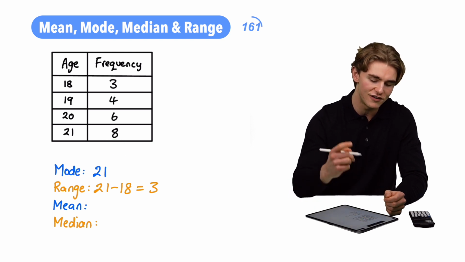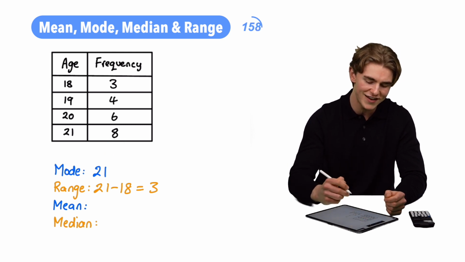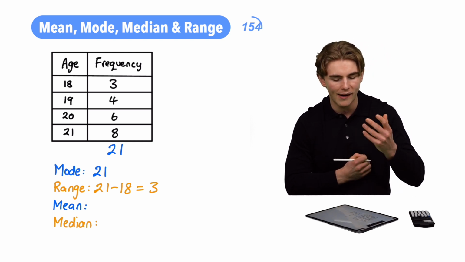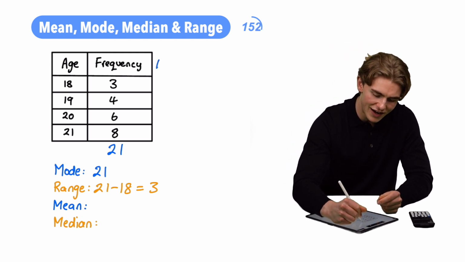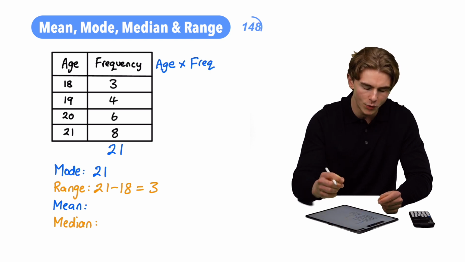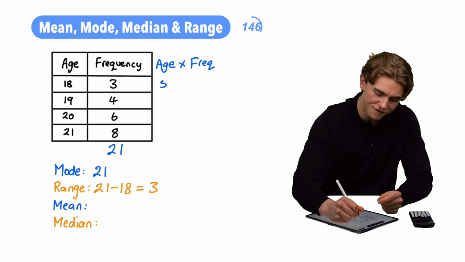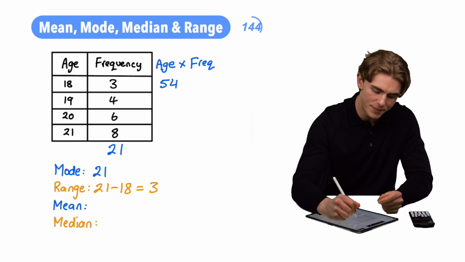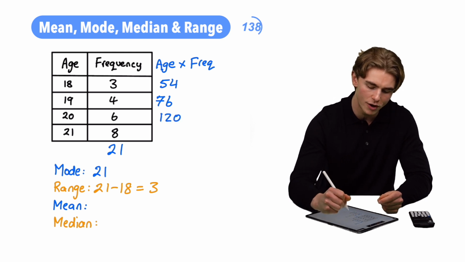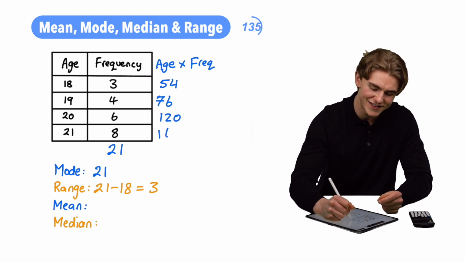Let's get it done. So firstly, finding our frequency, 3 plus 4 plus 6 plus 8, that's going to be 21, guys. Pause the video now and check that you can get that. Now, what about our age times our frequency? Let's put in another column for that, age times frequency. What are we going to have? 18 times 3, that's going to be 54. 19 times 4, that's going to be 76. Don't rush that too much, guys. 20 times 6, that's going to be 120. And 21 times 8, that is going to be 168.